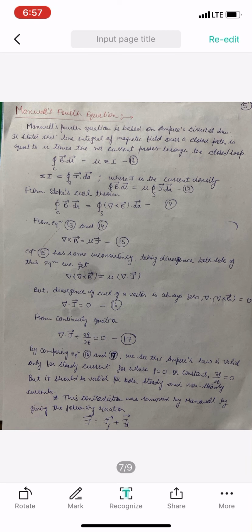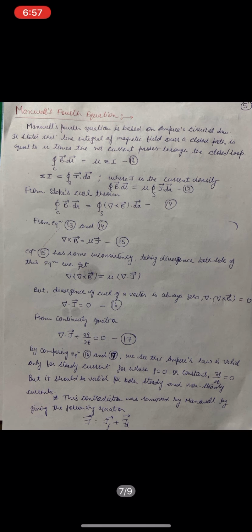You have studied this law in your class 12th. It states that the line integral of magnetic field over a closed path is equal to mu times the net current passing through the closed loop. Means if we have a closed loop and the current I is passing through it, you know that whenever a current flows in a closed circuit, there is a magnetic field produced around the closed loop.